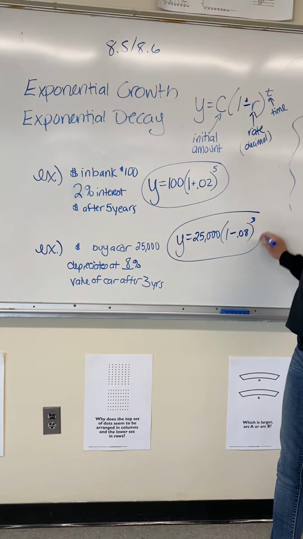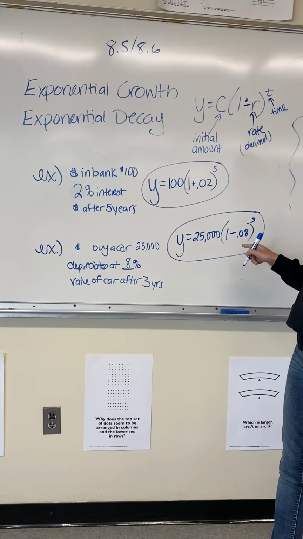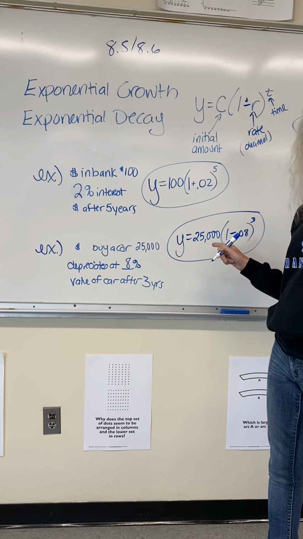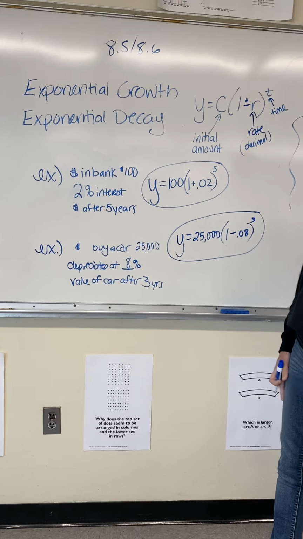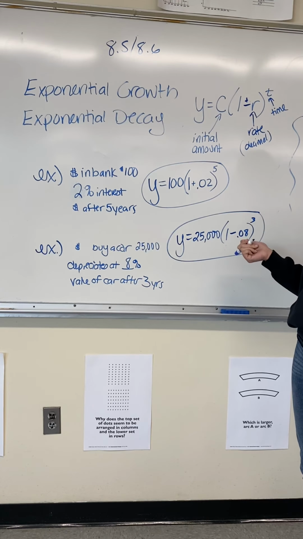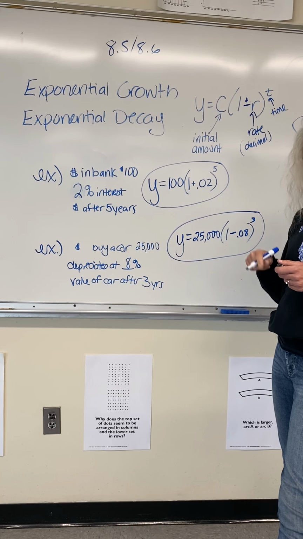So again, show me your equation right now. Be careful when you type it in. Make sure your answer makes sense. You should be able to look at your answer on some of these, and if you're like, oh, that doesn't make any sense at all, then go back to the drawing board and figure out what you didn't type in correctly. There we go, 8.5 and 8.6, exponential growth and decay. See you soon.